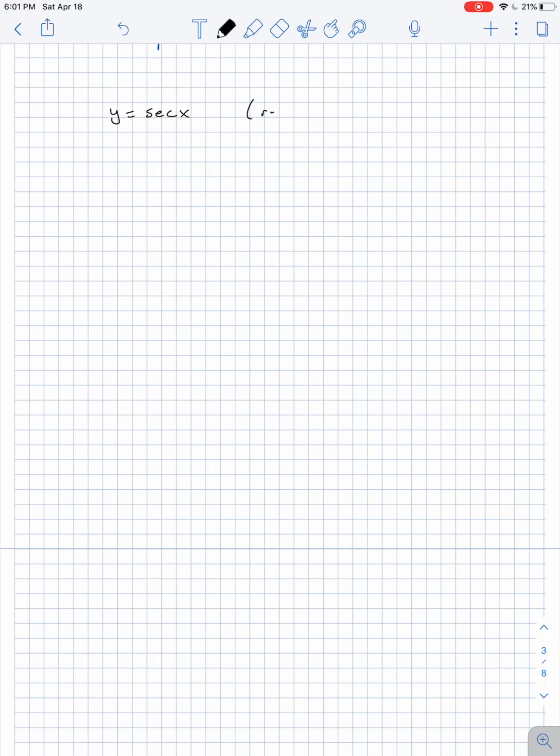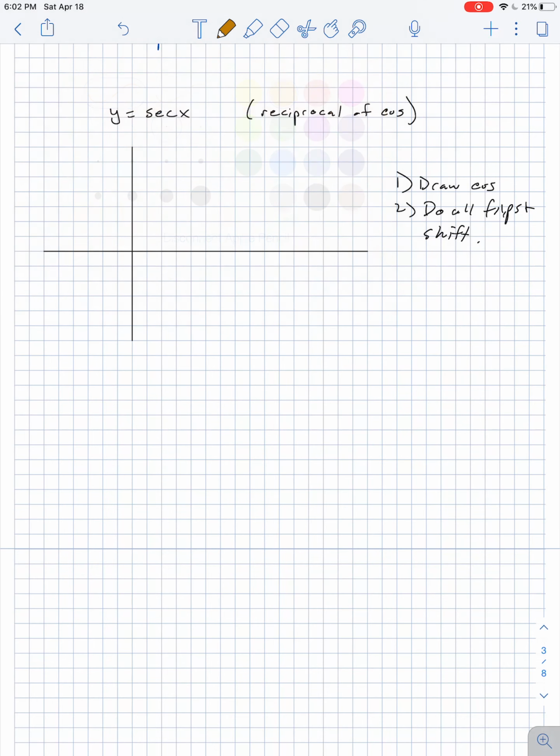Secant, if you recall, is the reciprocal of cosine. The way that you draw secant is the first thing that I want you to do is draw cosine. And I want you to do all the flips and shifts that you need to do. Basically, whatever is in here, you just pretend like this says cosine to start with. And you draw that. So this is just a basic standard.